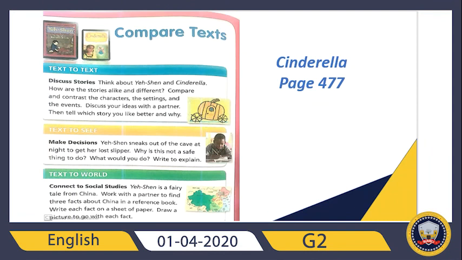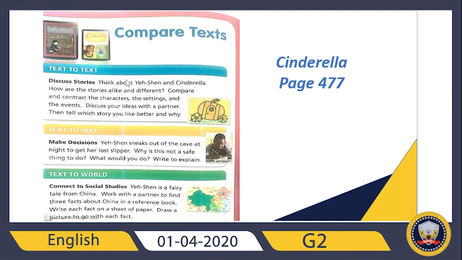Compare text. Discuss stories. Think about Yi Shen and Cinderella. How are the stories alike and different? Compare and contrast the characters, the settings and the events. Discuss your ideas with a partner. Then tell which story you like better and why. So, let us do this part first.